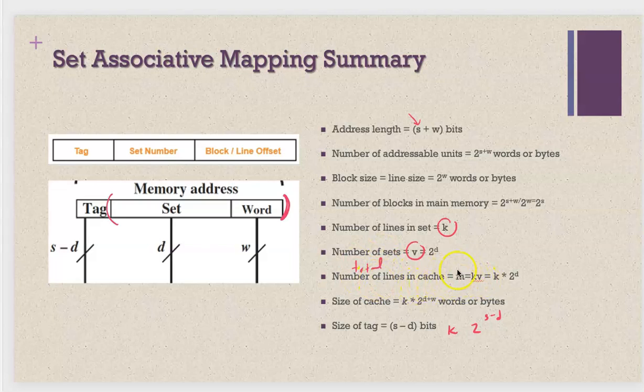We have seen this in direct mapping, the total number of lines. But in this case, M is also equal to KV because K is the number of lines in a set and V is the number of sets that we have. And then the total size in terms of bytes would be K times 2 to the power of D, which is the size of the cache in bytes. Then we have the size of the tag, which is S minus D bits.